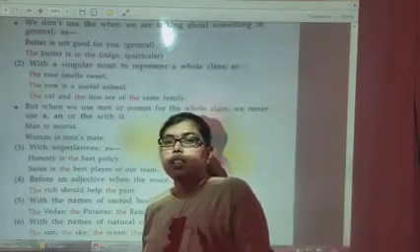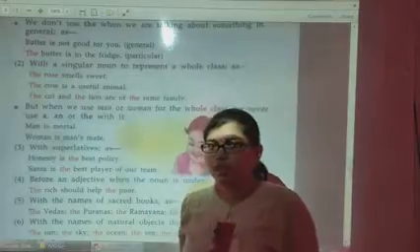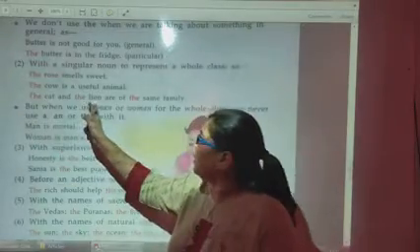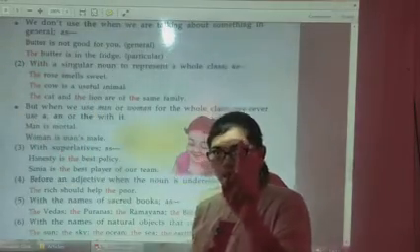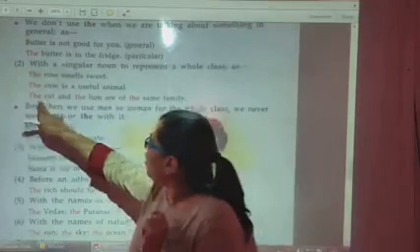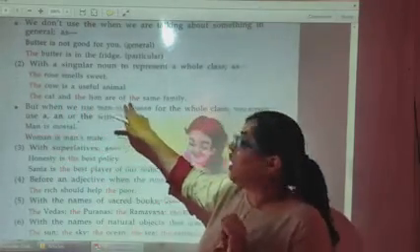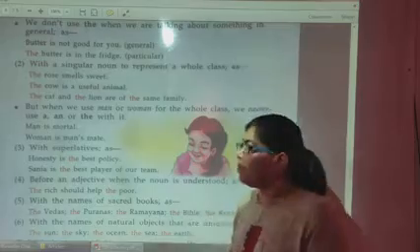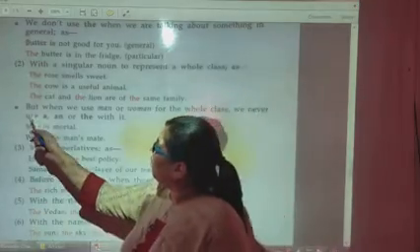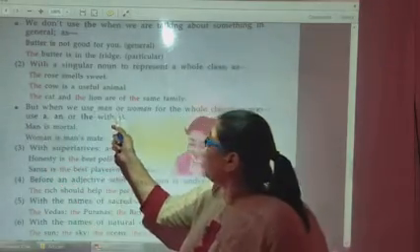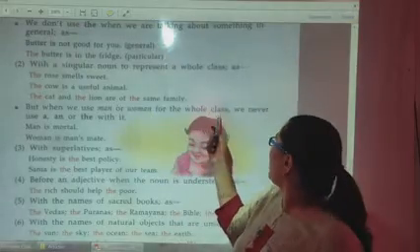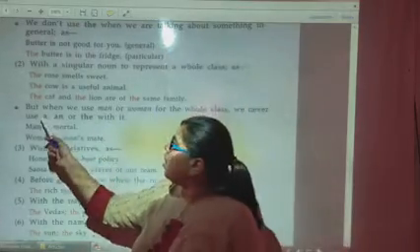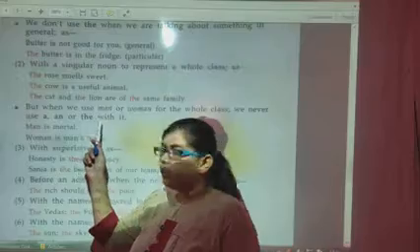Now we are considering the full family of the cat and the lion as a whole, single family. Like the cat and the lion are of the same family. But when we use man or woman for the whole class, we never use a, an, or the with it.